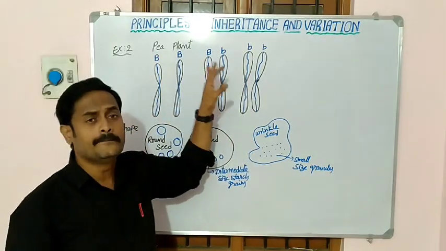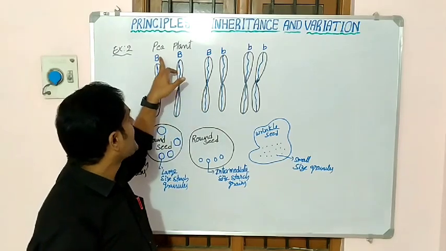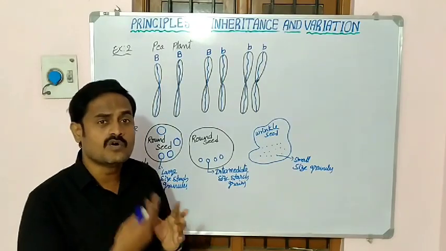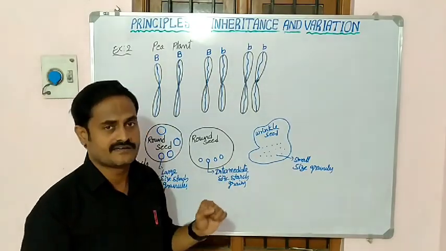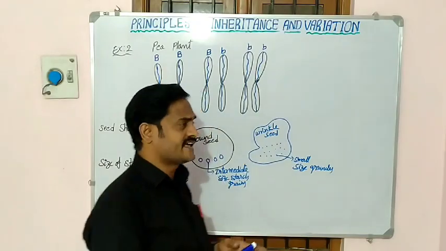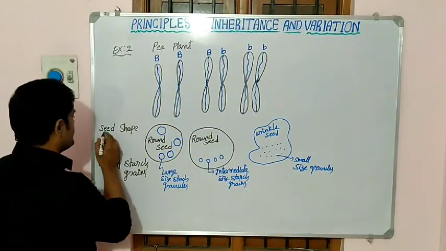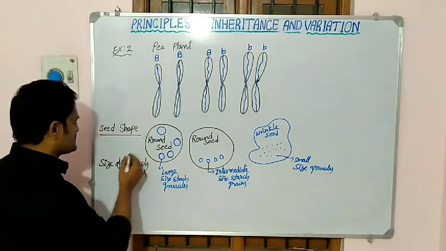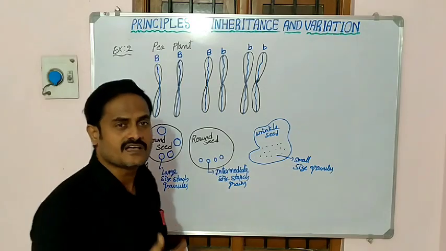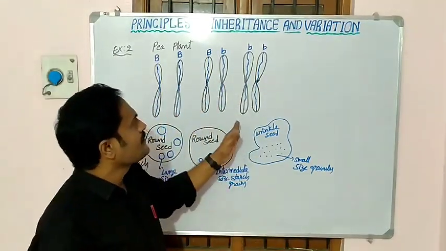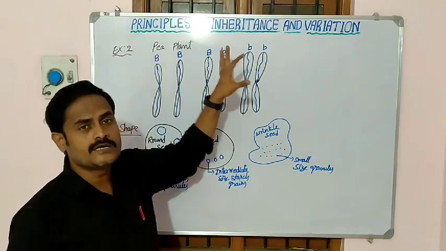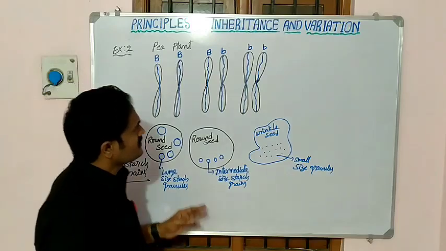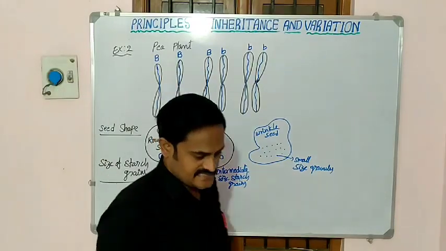This is called Pleiotropy. See here, capital B, small b are two alleles. They control more than one character in the pea plant. What are the characters? One character is seed shape. It controls the seed shape. The second character is size of the starch grains. So this is about Pleiotropy, which is seen in the pea plant. Okay, take a screenshot. Now I will start Mendel's second law.